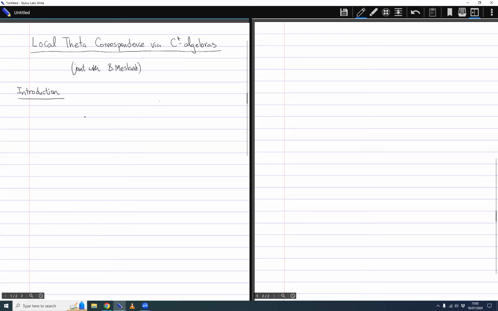So it's local theta correspondence, not really the global that I'm talking about. I guess a lot of you are probably more familiar with or interested in automorphic forms, where we use the global theta correspondence, but this is kind of the building block. So in a nutshell, what's going on? Let's remember the local theta correspondence, also known as Howe duality.